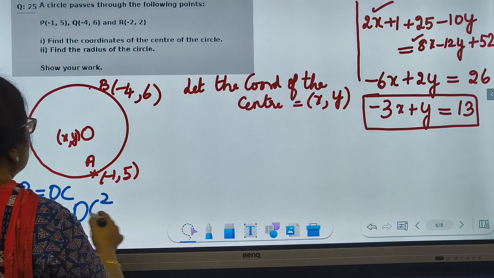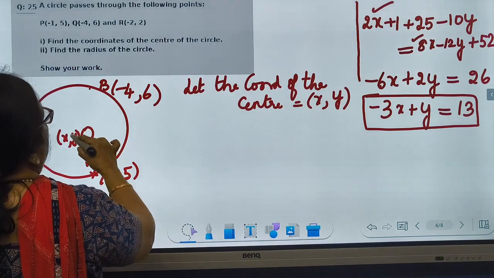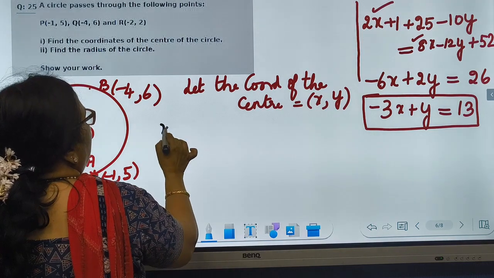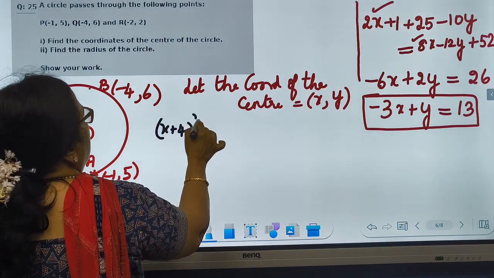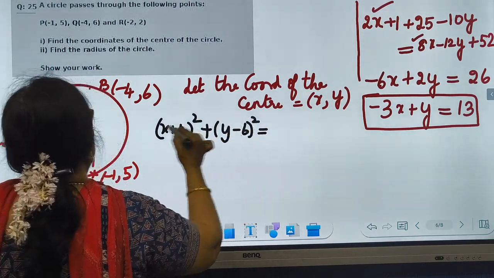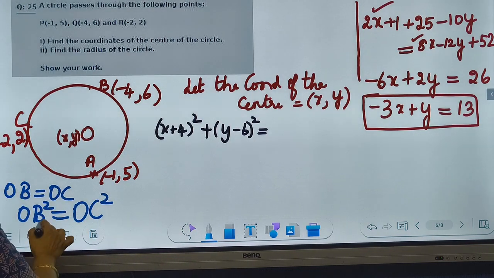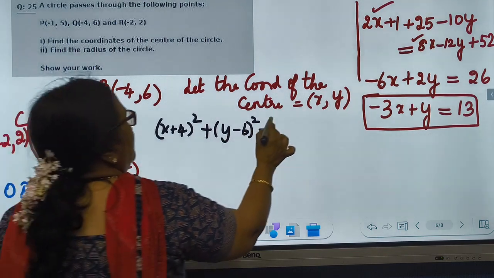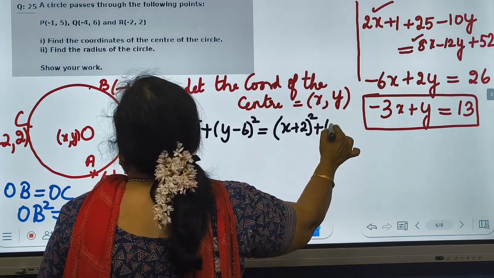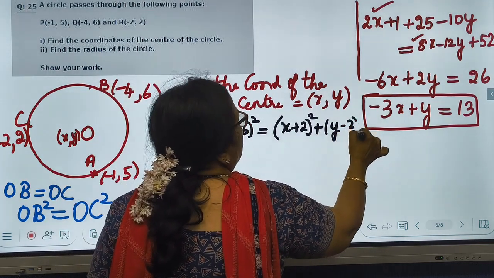so what will I get? OB square equal to OC square. So let the center be x. So OB is x plus 4. I'll get x plus 4 the whole square plus y minus 6 the whole square is OB square. X plus 4 the whole square plus y minus 6 the whole square is also equal to OC square, which will be x minus of minus 2, x plus 2 the whole square plus y minus 2 the whole square.